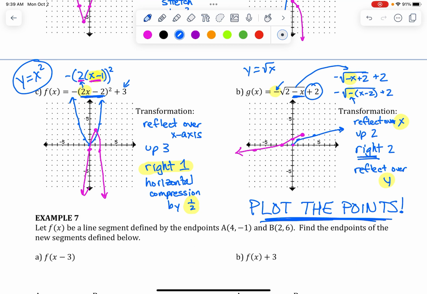Go to your graph, use your table to plot the points. All right? Definitely use your table of values and plot them. And that will make, I think, everything make a little bit more sense.